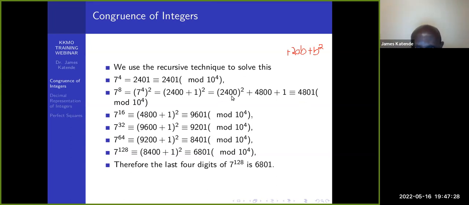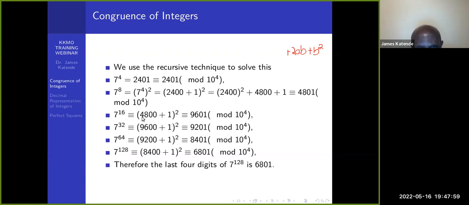For this one, we will not worry because the last 4 digits will all be 0. We will not consider this one at all. But here, these ones are just 4,801. That will be the last 4 digits, because when you square this, the last 4 digits will be 0, 0, 0. And then when you add 4,801, those will be the last 4 digits. And that's the remainder when divided by 10 raised to 4.